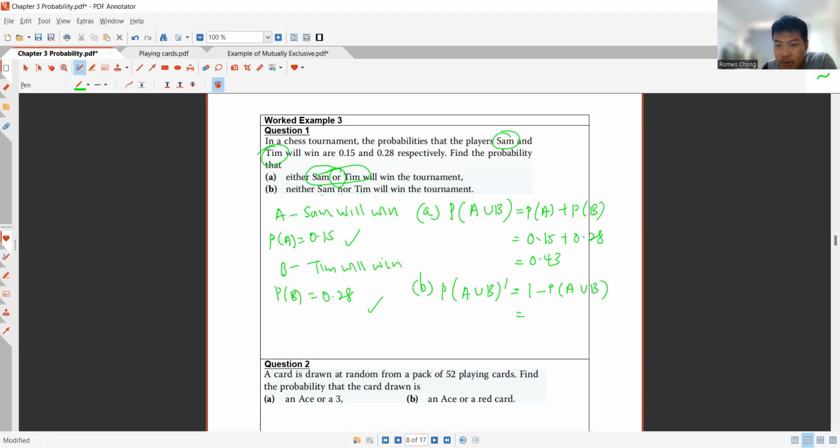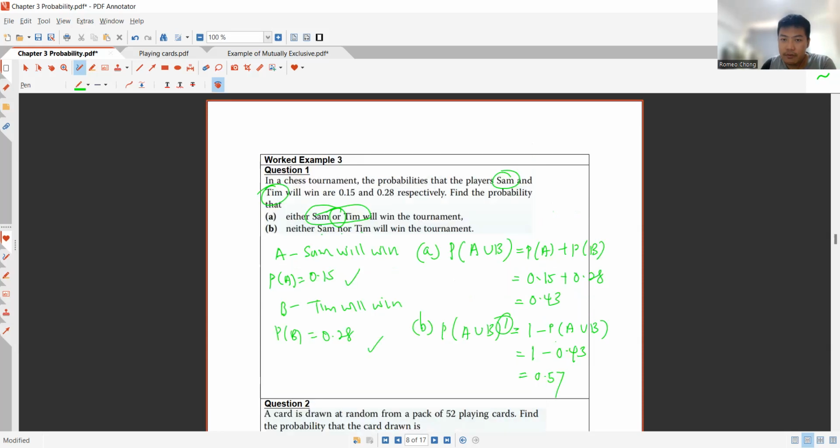Why do I use this one? Because once you have the complement, meaning that you need to use 1, the total probability, minus the probability of the two persons winning. Either one will win. So you have to subtract that because of the complement. So 1 minus P(A union B), which is coming from the previous question. So it's 0.43. And finally, you get 0.57.